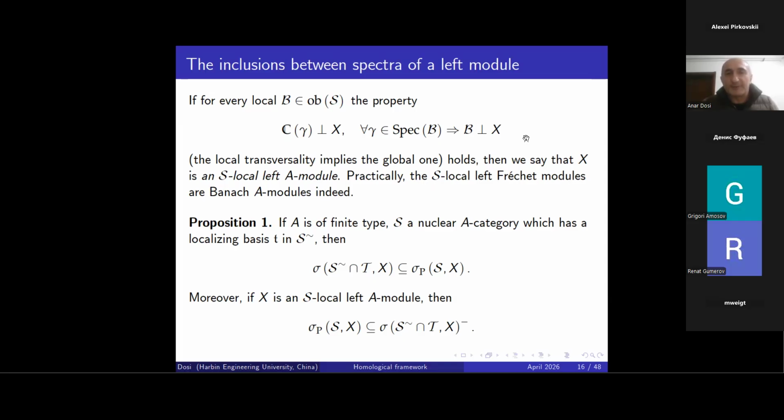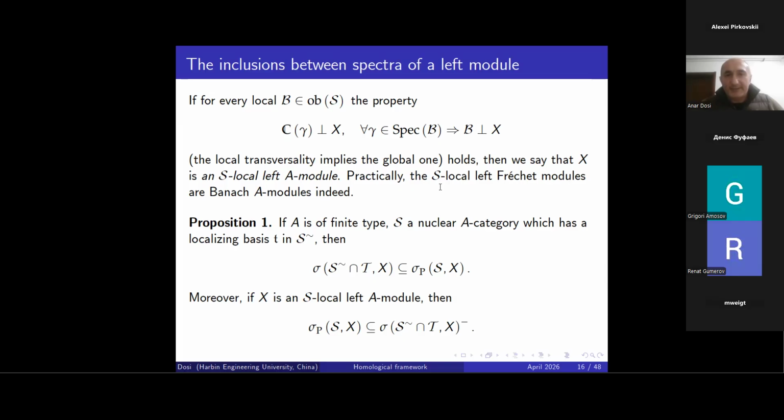There's a crucial difference. Whoever is now familiar with the works of Taylor can see a similar result in the case of Banach modules, like locally parameterized. In this case, local transversality implies the global one. If this happens, we say that the module is special, it's the S local left module.